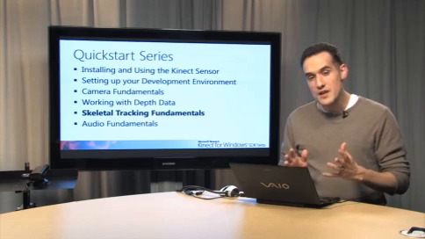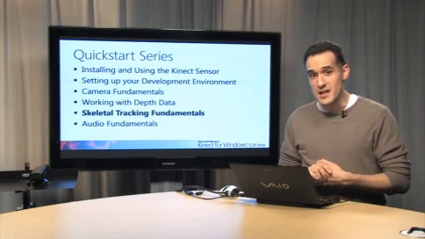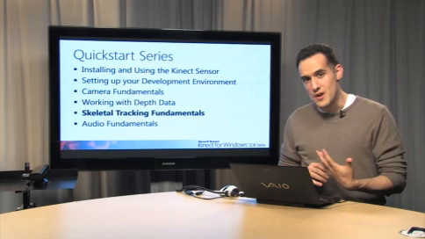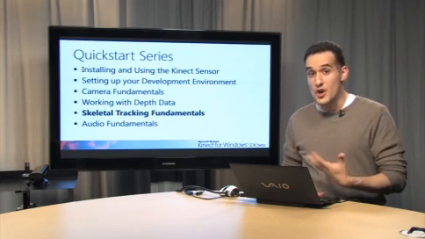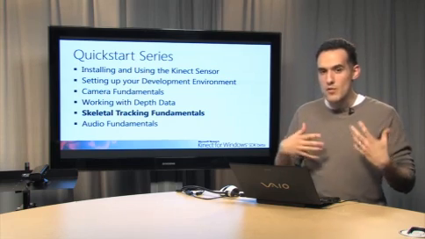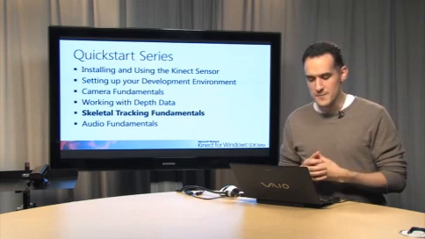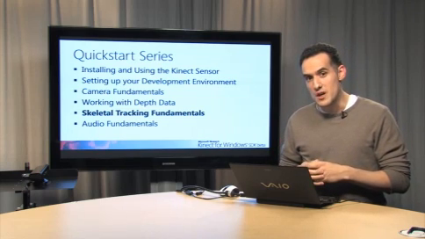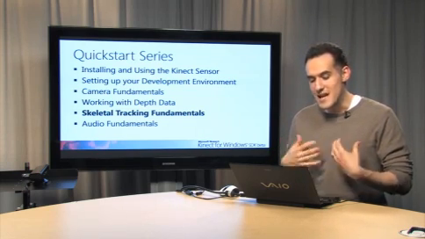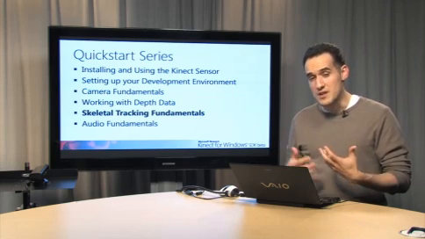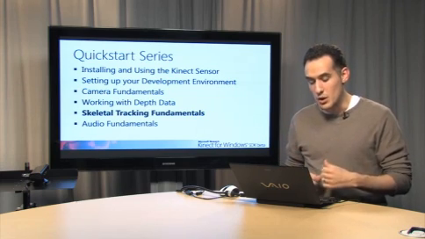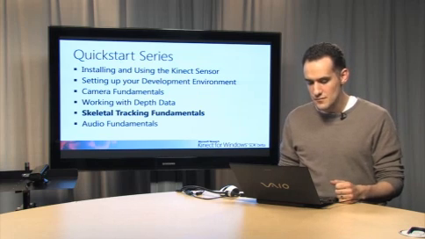So in our last video, we saw working with depth data, where we're using skeleton tracking with depth information to know whether a specific pixel represented a player or a skeleton. In this video, what we're going to do is actually get the skeleton data and then interact with that data in the specific joint location information.